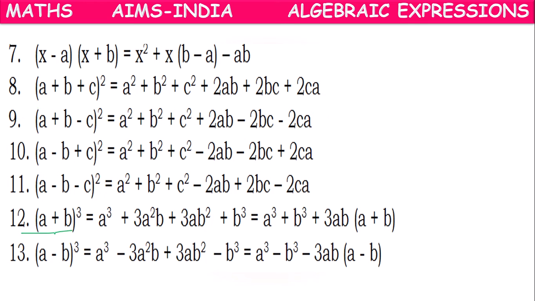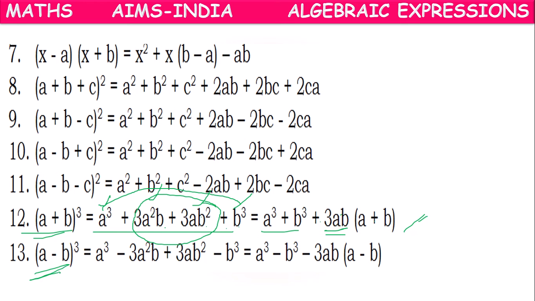Next children, we have a plus b whole cube formula. It can be written as a cube plus 3a square b plus 3ab square plus b cube. Or from these two terms, we can take 3ab common, then here a will remain, here b will remain. So we can write it as a cube plus b cube plus 3ab into a plus b.